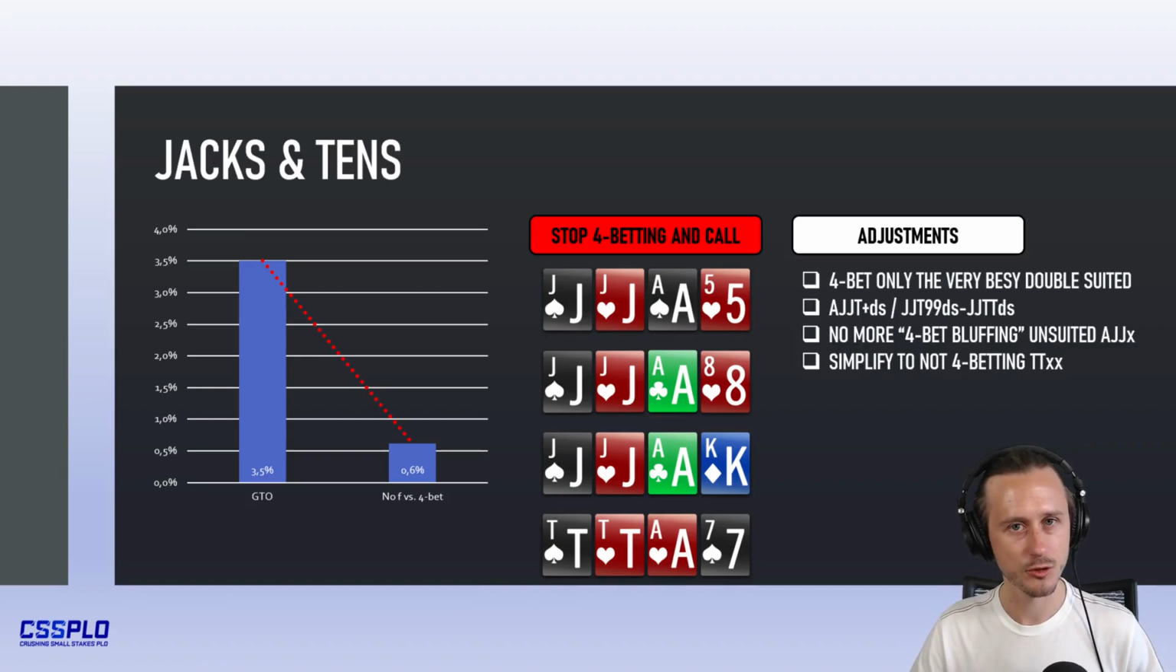Again, here very similar to queens. 4-bet only the very best double suited ones now. With jacks, ace, jack, jack, 10 plus double suited is a good candidate. They are strong enough and there is value in 4-betting. Jack, jack, 10, 9 double suited, as well as jack, jack, 10, 10 double suited. Like those hands are strong enough to go for a 4-bet. There's no 4-bet bluffing anymore with unsuited ace, jack, jack combinations here. As you can see here, the ace, jack, jack, 8, for example. Don't do that anymore, just call. And simplify to not 4-betting any 10s anymore pre-flop is totally fine here.